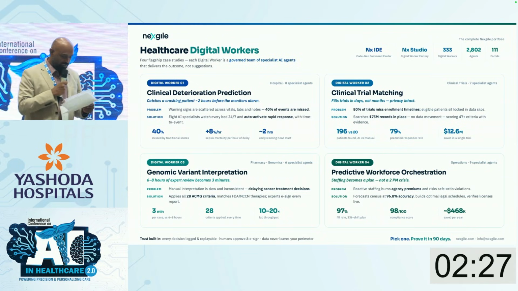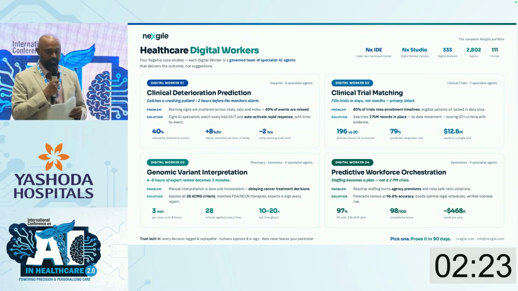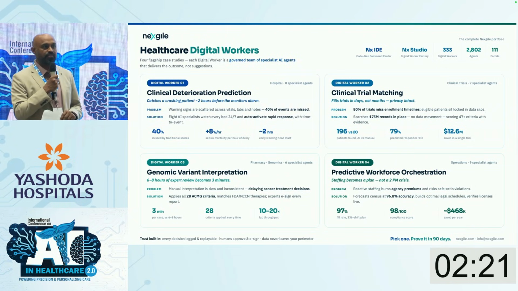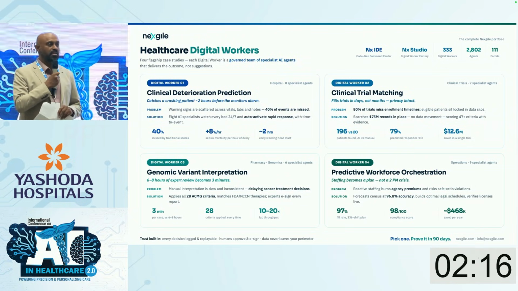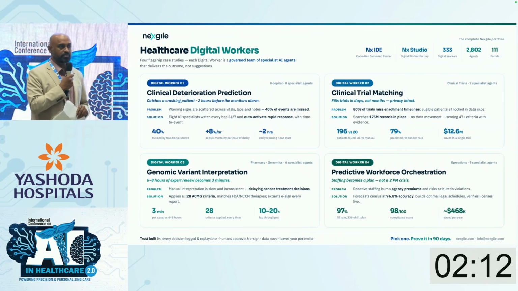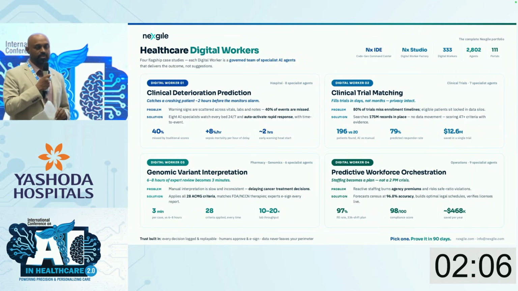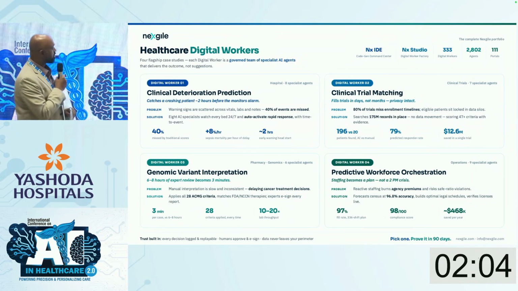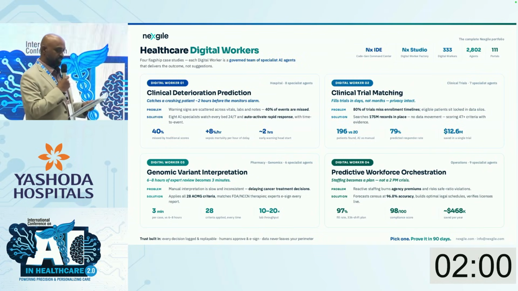Let me start with the clinical deterioration prediction digital worker. A very important function of the hospital is the ICU. Now, what can AI do for an ICU patient or the teams working there? We have a digital worker which can be a differentiator between life and death for a patient. It is called clinical deterioration prediction.